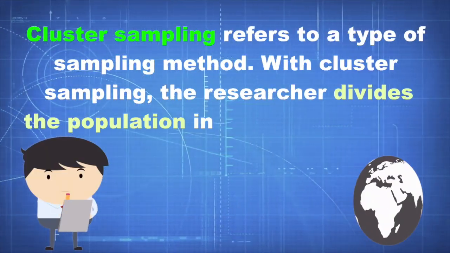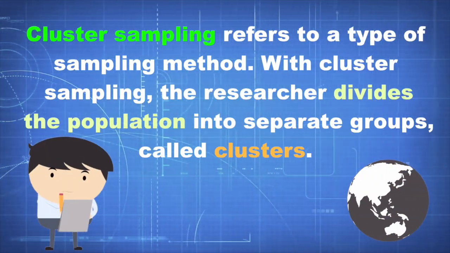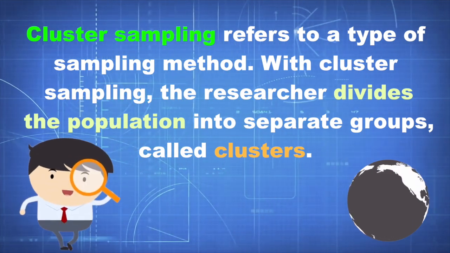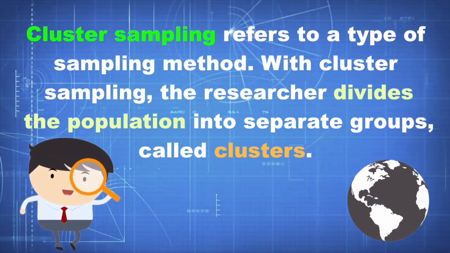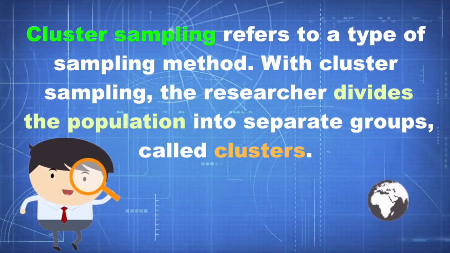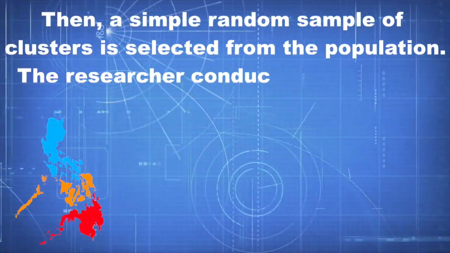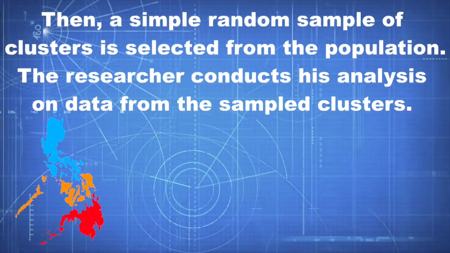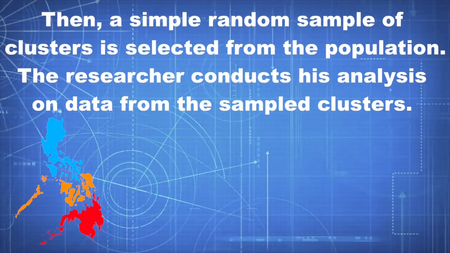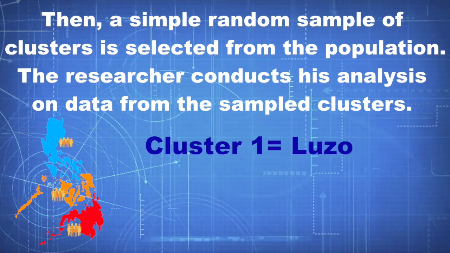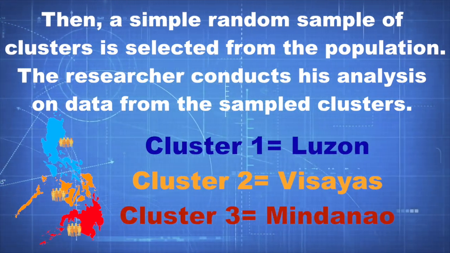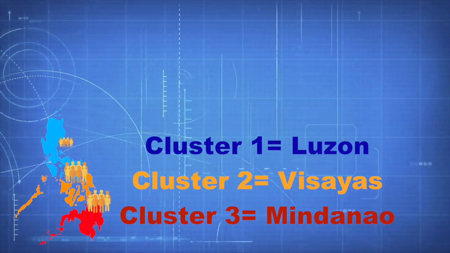Cluster sampling refers to a type of sampling method. With cluster sampling, the researcher divides the population into separate groups, called clusters. Then, a simple random sample of clusters is selected from the population. The researcher conducts his analysis on data from the sampled clusters.